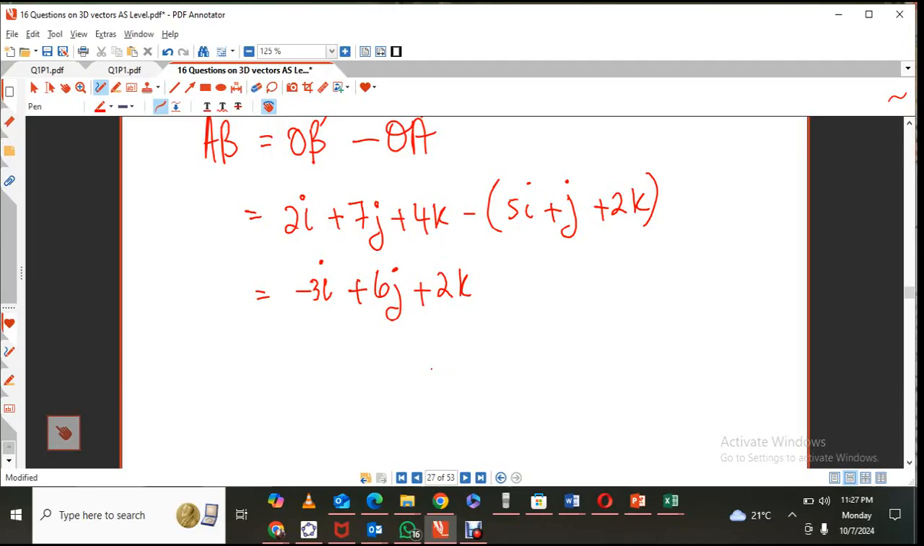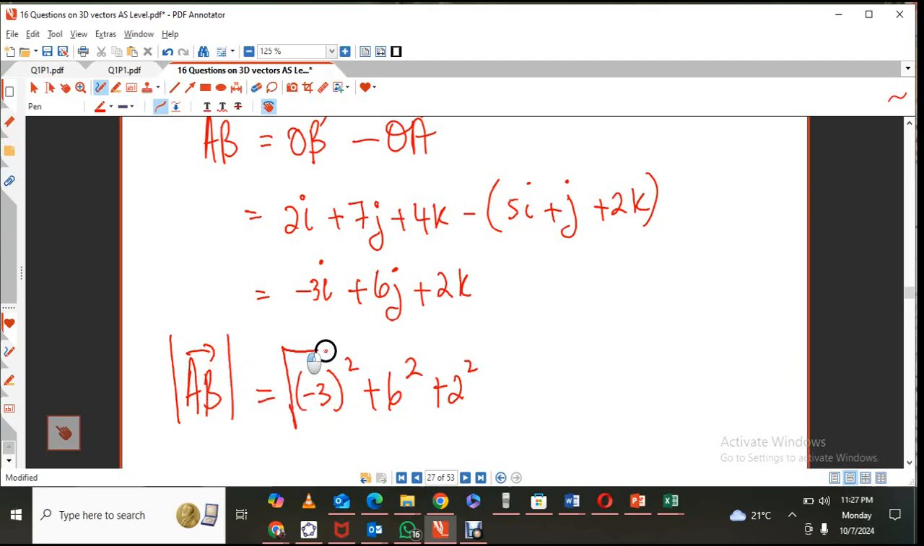So magnitude of AB, you take negative 3 squared, 6 squared, 2 squared. Of course, everything here squared. It's 9 plus 36 plus 4. 36 plus 4 is 40. Square root of 49, well, that gives you 7.